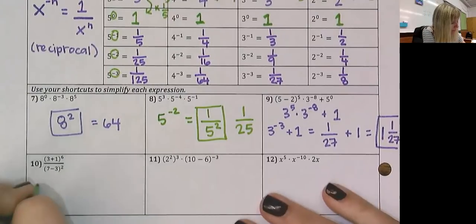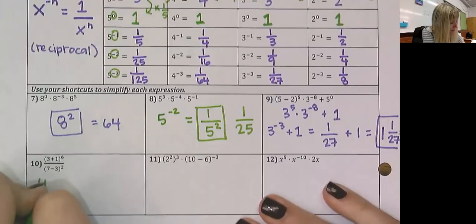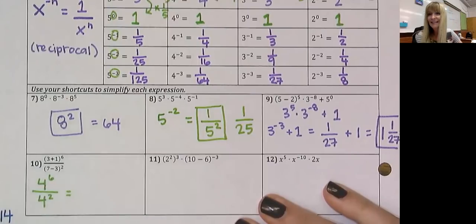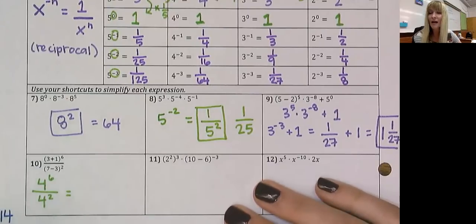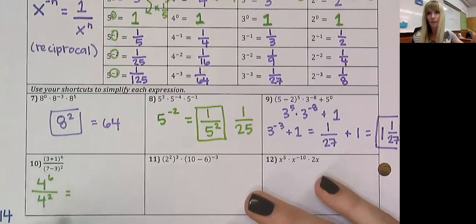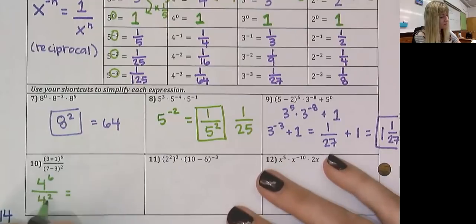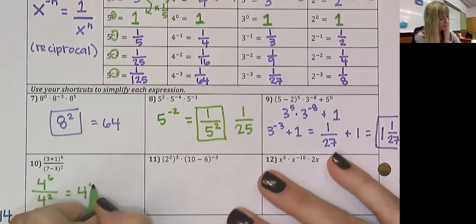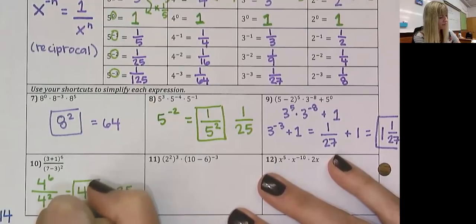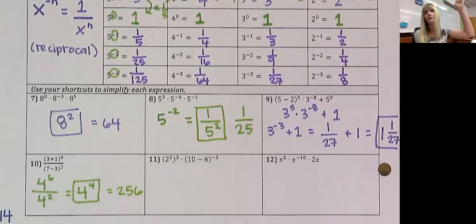Stay with me. Parentheses first. 3 plus 1 is 4. That's 4 to the 6th. 7 minus 3 is 4. That's 4 squared. Hey, this is a quotient of powers. I'm going to subtract those exponents because those bases are the same. I'm not going to do anything with the bases. I'm going to work with the exponents. 6 minus 2 is 4. 4 to the 4th. Could I evaluate it? Sure. I think it's 256. I'm sure you guys will email me and message me if I'm wrong about that, but I think it's 256.